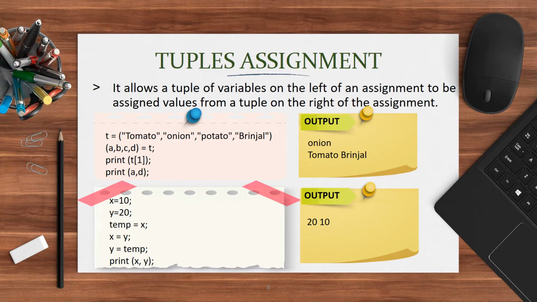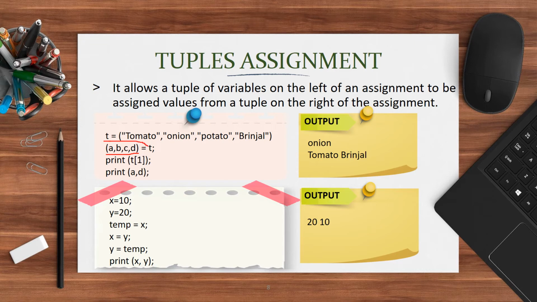The next one is tuple assignment. It is a very attractive feature in Python. Here it allows an assignment of values to the tuple of variables on the left side of the assignment from the tuple of values on the right side of the assignment. Consider this first example, where I have a variable called t. In this variable I have 4 values: tomato, onion, potato and brinjal. I have assigned another tuple of variables a, b, c, d which is equal to t.